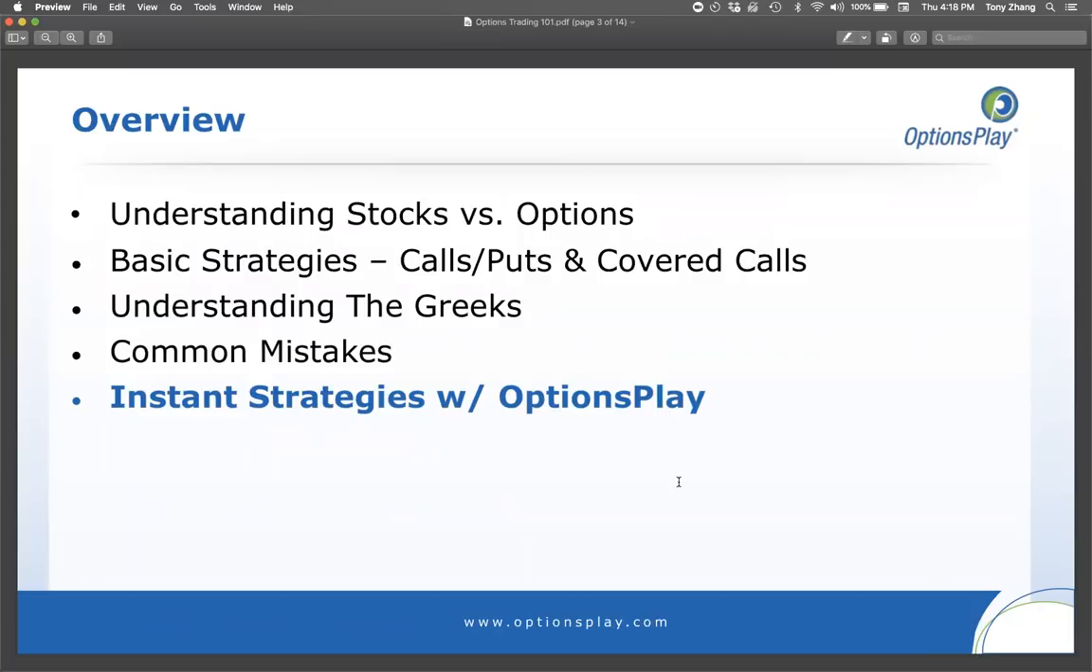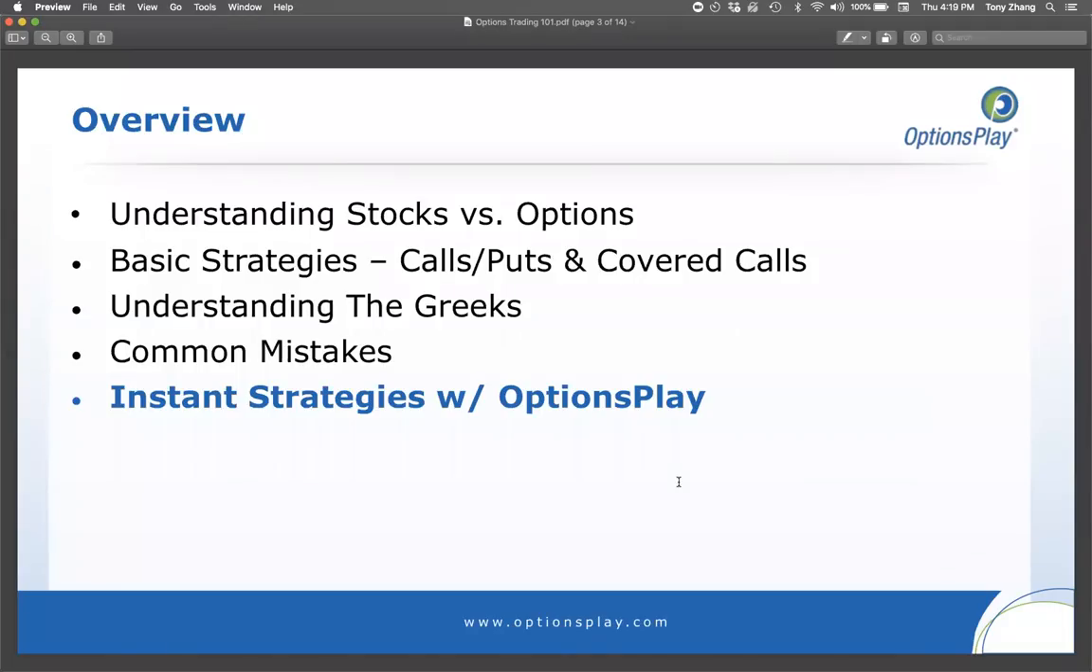Now, first, I want to make sure everyone understands the difference between trading stocks and options, because a lot of times we are comparing buying a stock versus buying a call or any of the other strategies that you might trade. So I really want to dive into the fundamental difference between trading stocks and options, because once you understand that, you will have a better understanding of when you should be trading stocks and when you should be trading options.